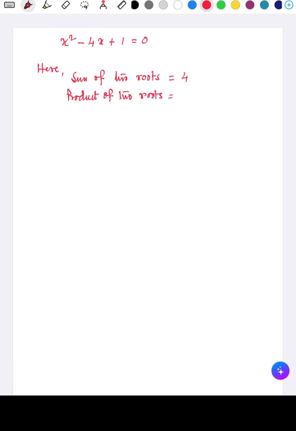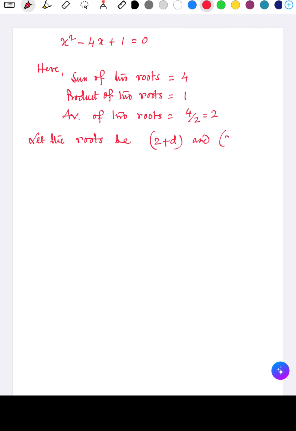Let's take another example. x square minus 4x plus 1 equal to 0. Here, sum of two roots is 4, product of two roots is 1, average of two roots is 2. Let the roots be 2 plus d and 2 minus d.